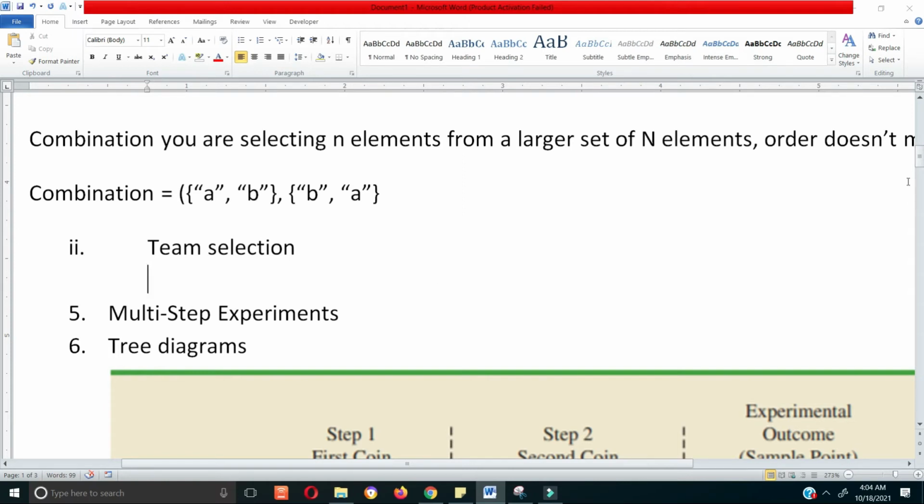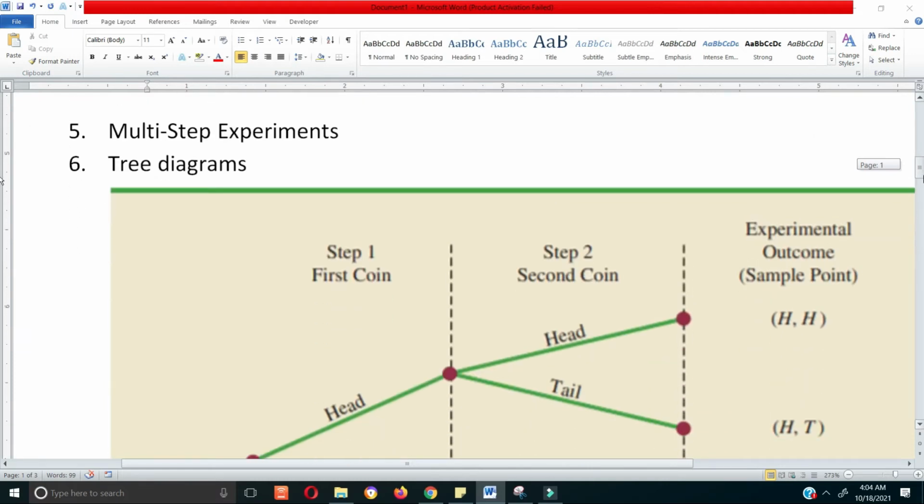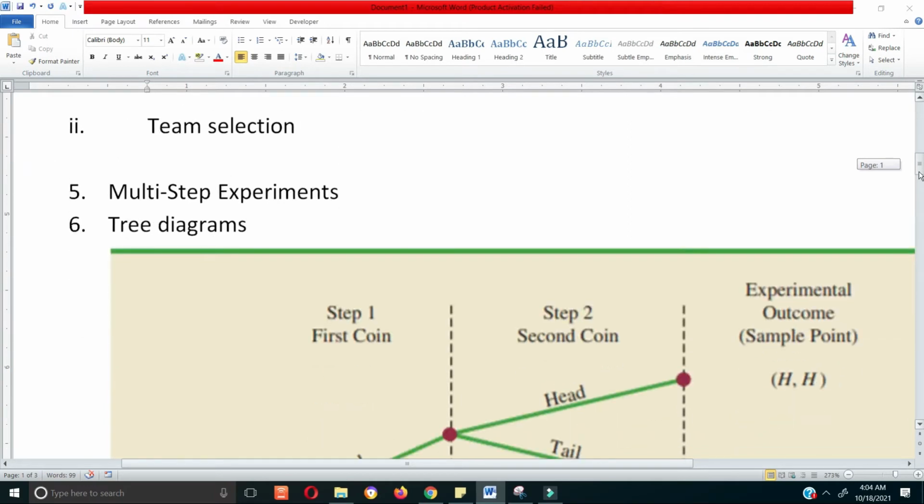So you could have multi-step experiments. In this situation, you have more than one step. So you can think of maybe tossing a coin several times.